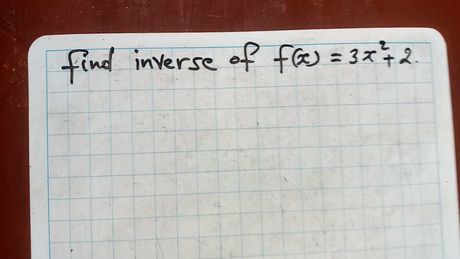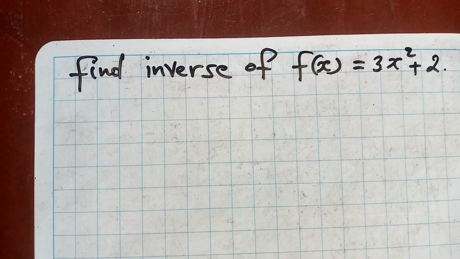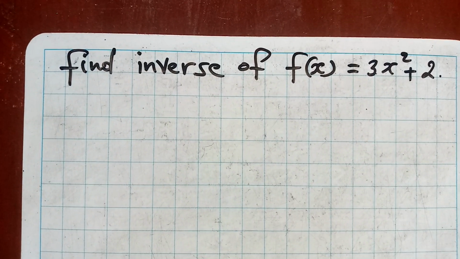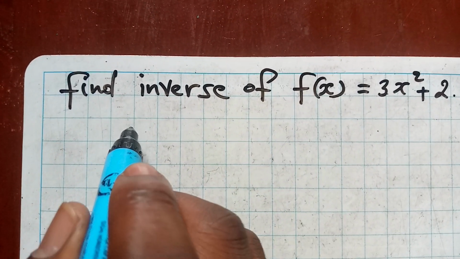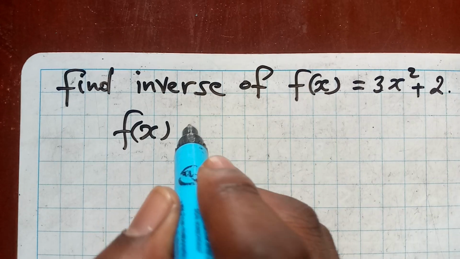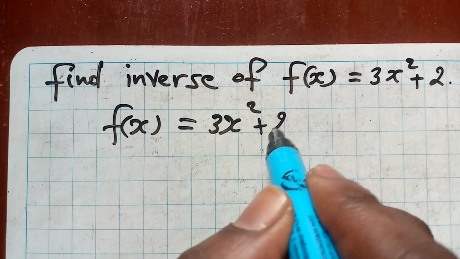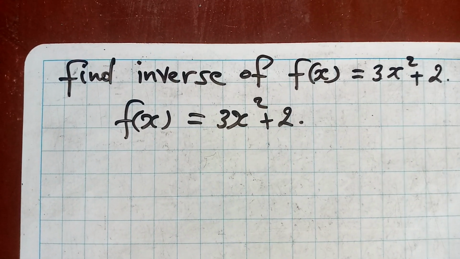In this video today, I want to show you how to find the inverse of functions, including squares and square roots. In the first example, we have f of x equal to 3x squared plus 2, and we need to find the inverse of this function.